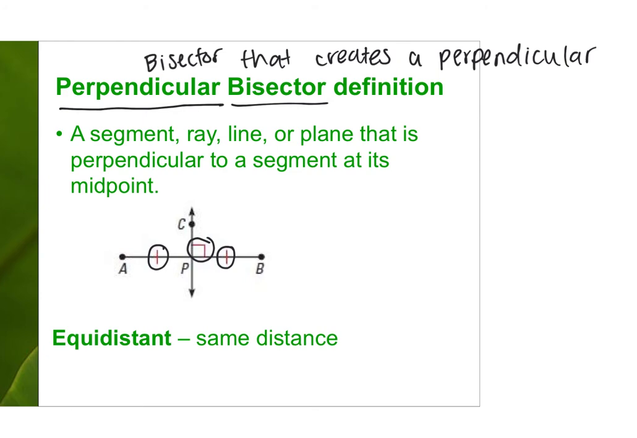So AP is equal to what? BP. Right? And then CP is perpendicular. CP is a ray to what? AB. Okay?